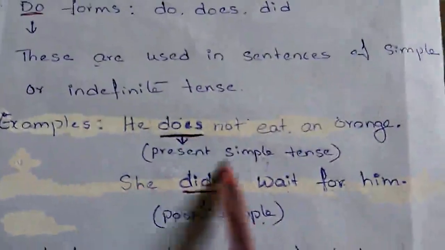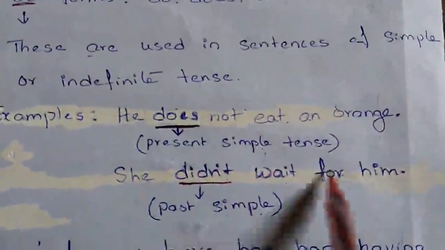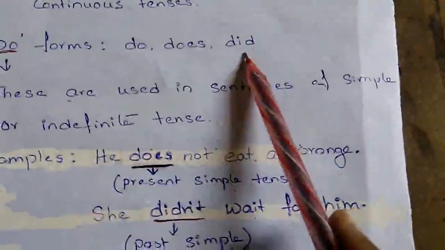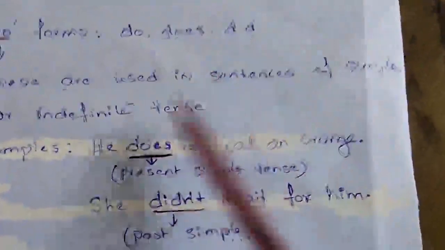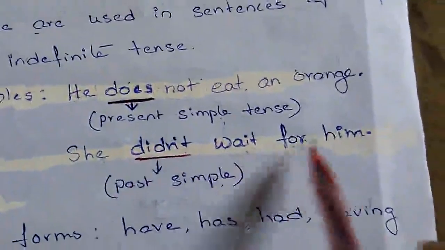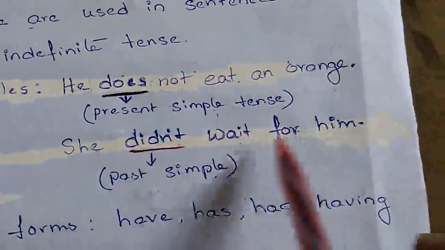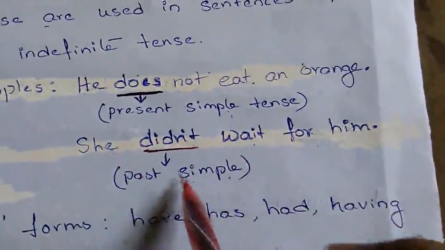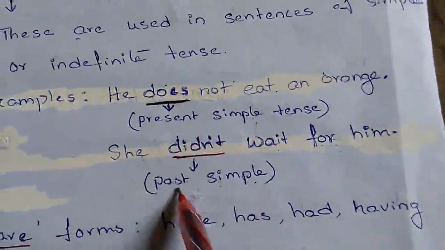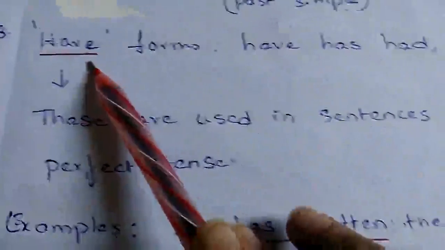If you construct a simple past tense sentence, we use did, the do form, because it's in past tense. She did not wait for him. This is simple past. So to construct simple present and simple past sentences, we use these do forms as helping verbs. Now we take have forms.